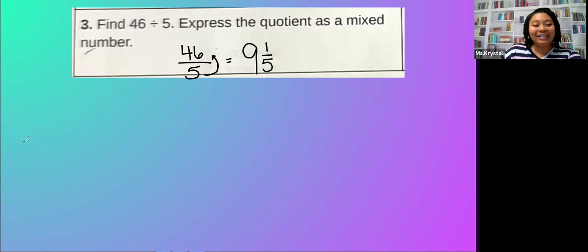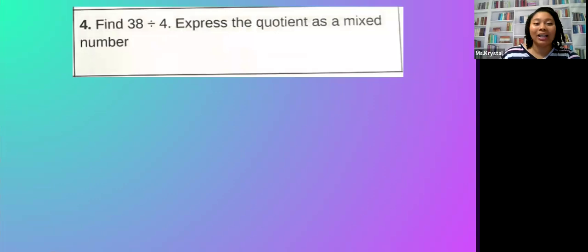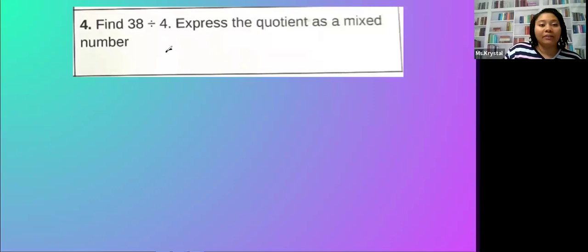All right, let's keep going. Let's go on to number 4. We're almost done with Tuesday and on to Wednesday after this. Find 38 divided by 4. Express the quotient as a mixed number. So we have 38, and we're going to do the same thing, divided by 4, and we draw our arrow. 4 goes into 38 how many times?